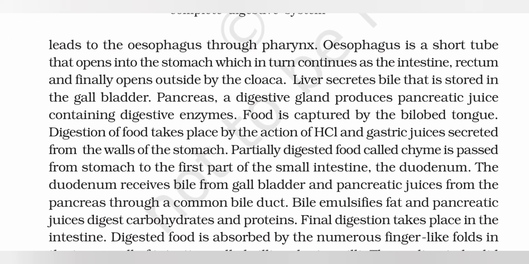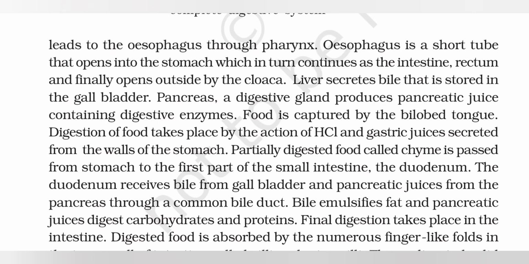The esophagus is a short tube that opens into the stomach, which in turn continues as the intestine, rectum, and finally opens outside by the cloaca. The liver secretes bile that is stored in the gallbladder. The pancreas, a digestive gland, produces pancreatic juice containing digestive enzymes. Food is captured by the bilobed tongue.